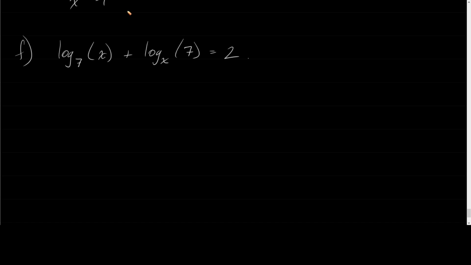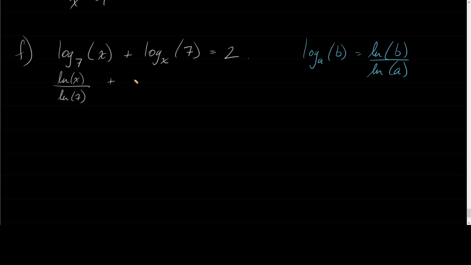Well, let's see. The very first thing I'm going to do here is remind you of the change of base formula. So log base a of b is ln of b over ln of a. Technically with any base, but I want you to remember it with natural logs. I want you to know how to apply it with that. So what we're going to say is this line right now becomes ln of x over ln of 7 plus ln of 7 over ln of x is equal to 2.